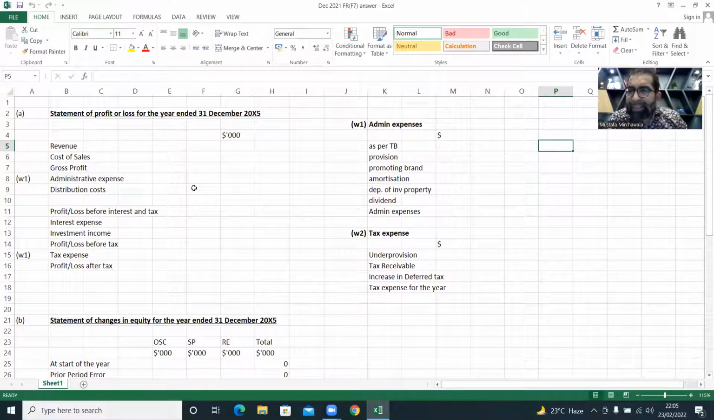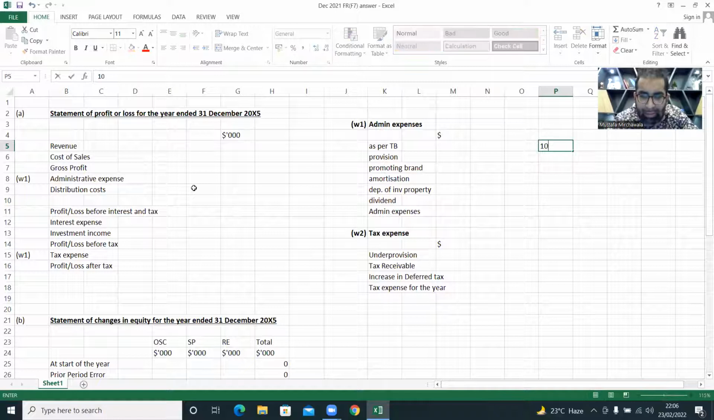Admin expense and tax expense is a bigger head, but honestly, if you see the marking scheme, the examiner didn't even do the working for these. The examiner directly does it in the income statement using brackets. They don't care about these workings. But just for you, I'm doing it here. As per TB, what are the admin expenses? I think they are 10,900.